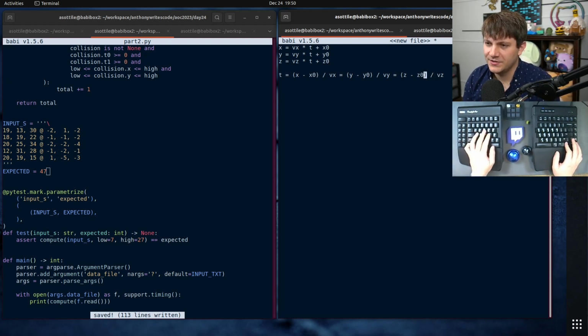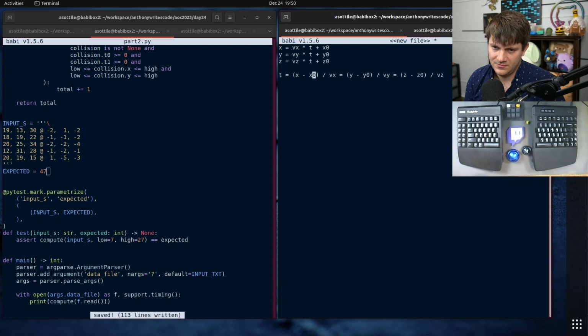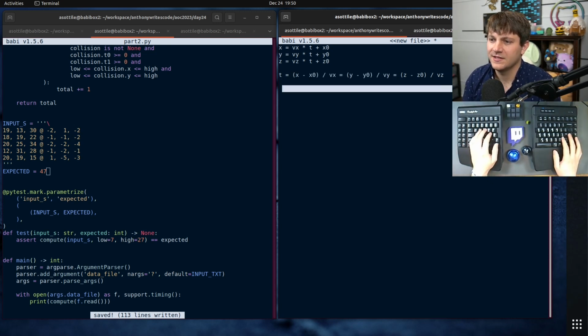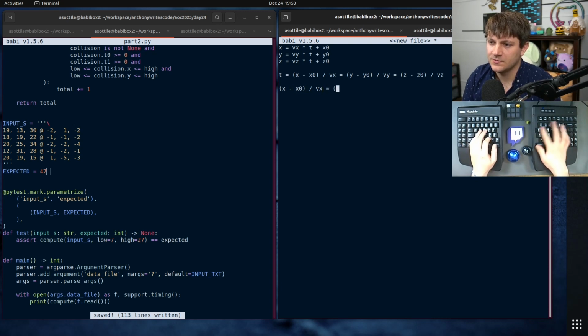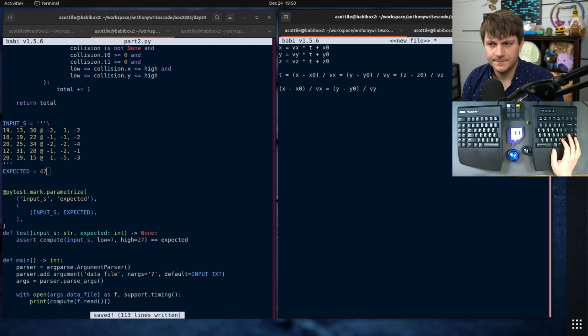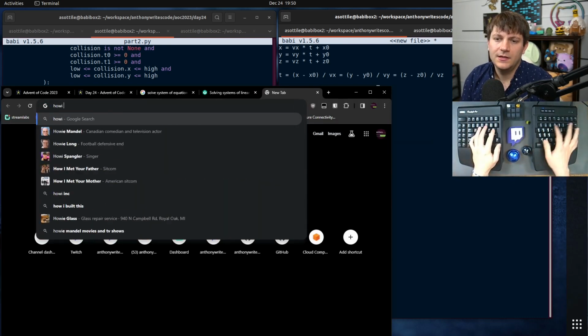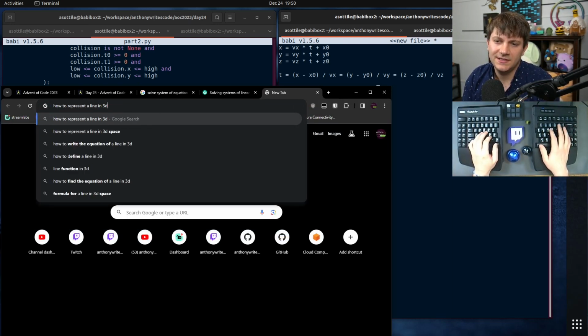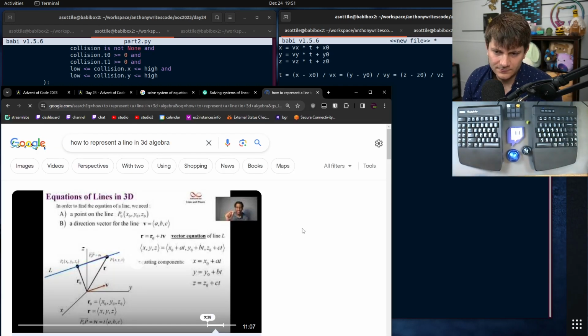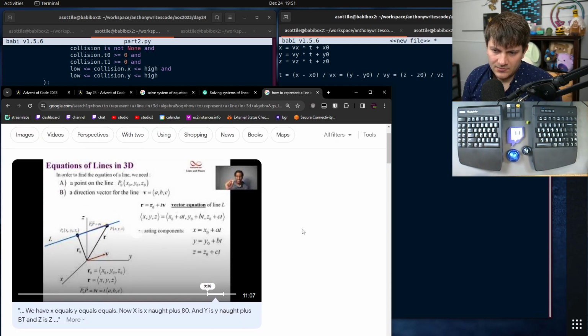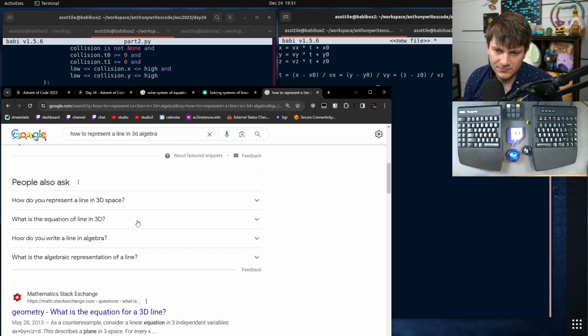But this, how do we stick this all into an equation? That is the question. So we can get one part of this by saying that x minus x naught over vx equals y minus y naught over vy. I don't know how to represent a line in 3D algebra. Equation of a line in 3D.